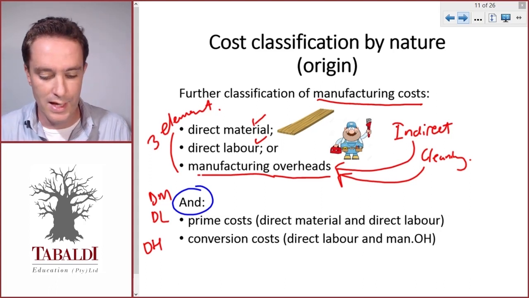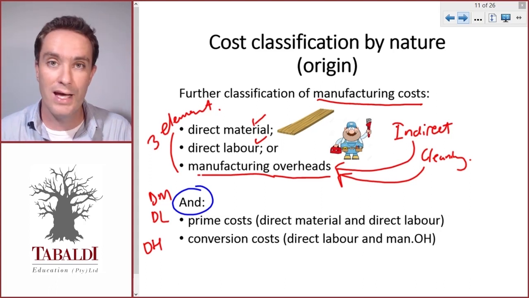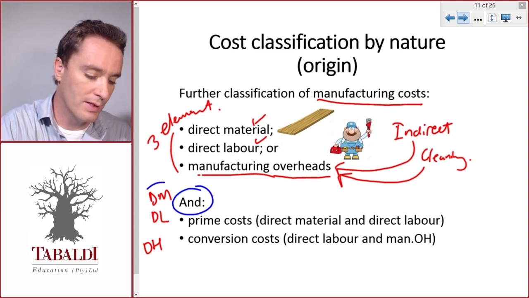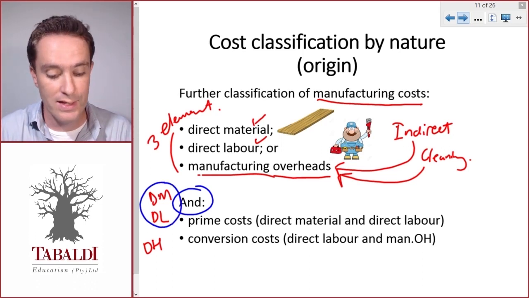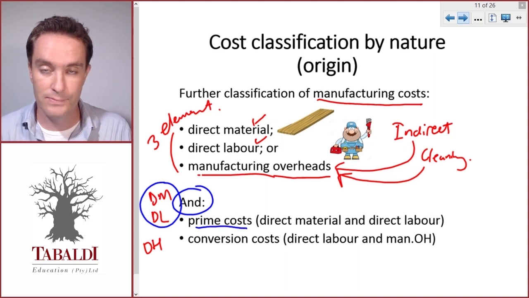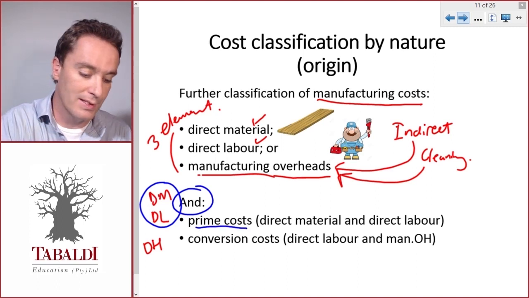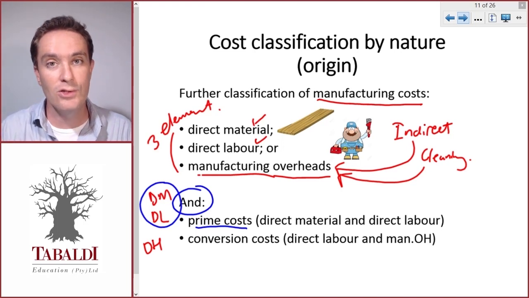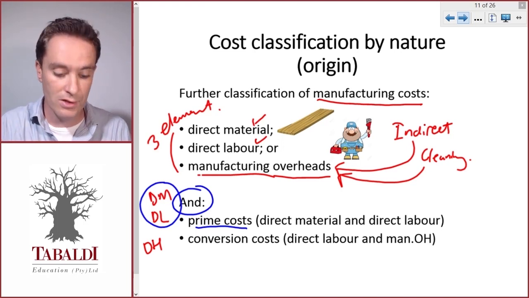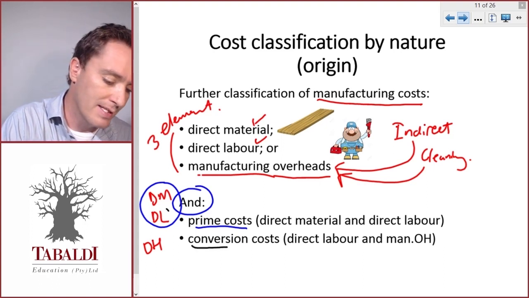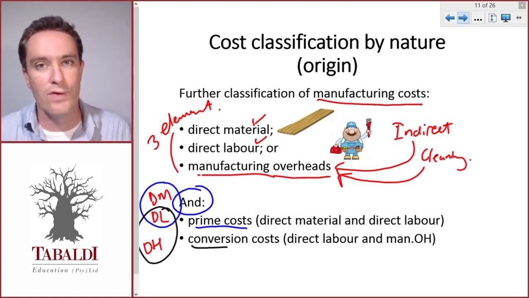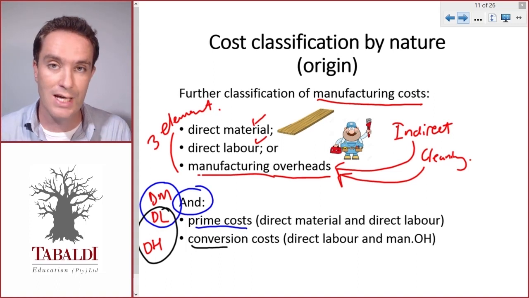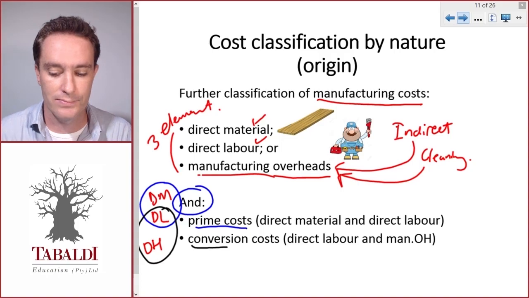we can group the 3 elements in different ways. The first one is we can group the direct material and direct labor together, and that we call prime costs. And then we can take anything that is required to convert the direct material into the final product. So our conversion costs, that is our direct labor and all of our overheads. Without that, we can't change or convert the direct materials into our final product.